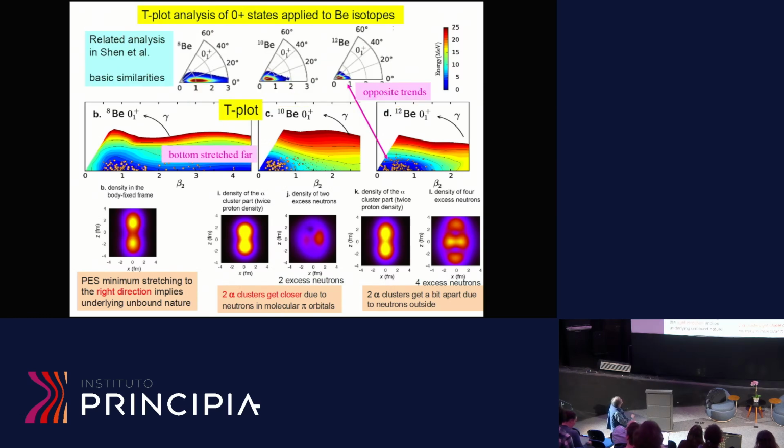And this feature can be compared to a recent paper by Shen et al. It is very nice that for beryllium 8, their result and our result are very similar. And also for beryllium 10, we have a comparatively similar result. But if you come to beryllium 12, you see we have more stretching like this, but in this paper, beryllium 12 is more compact like this. So in coming to beryllium 12, the two approaches show opposite trends. So this is also an interesting point.